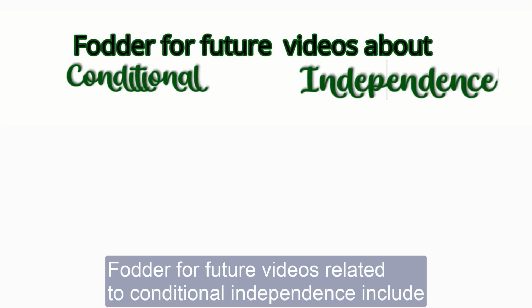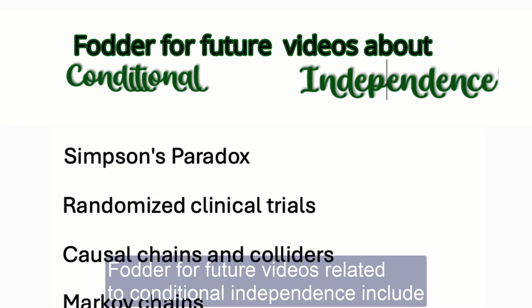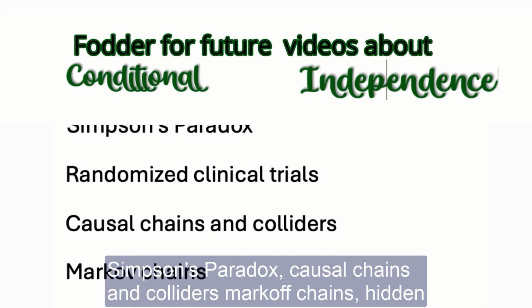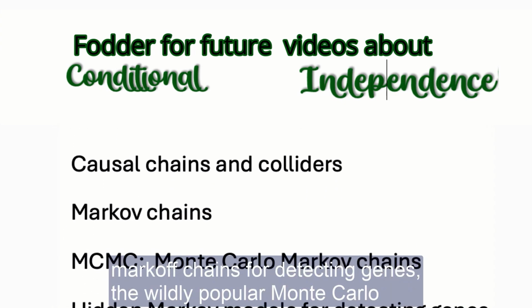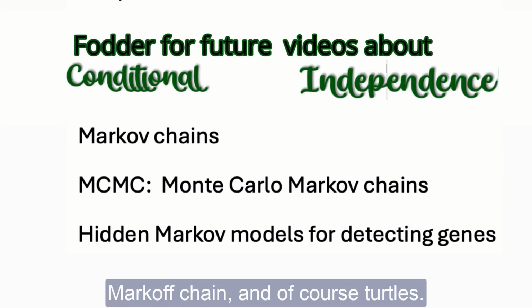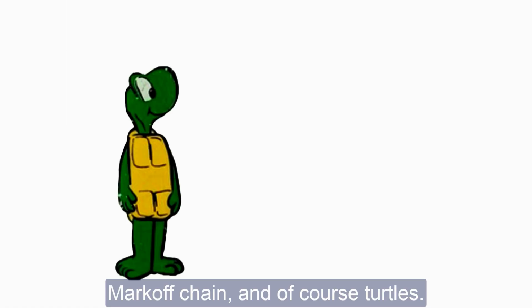Fodder for future videos related to conditional independence include Simpson's paradox, causal chains and colliders, Markov chains, hidden Markov chains for detecting genes, the wildly popular Monte Carlo Markov chain, and of course, turtles.